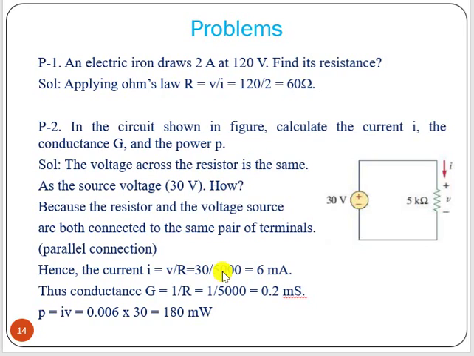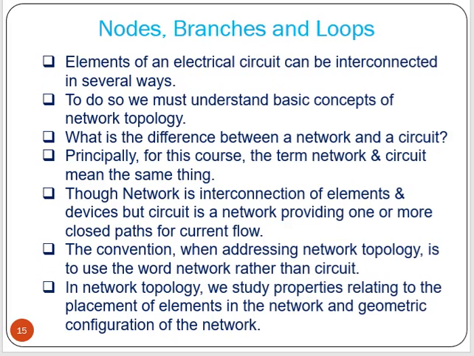Why milliampere? This is 5 kilo ohm. Kilo in denominator. If you take that in numerator, it becomes kilo to milli, because kilo means 10 to the power 3, milli means 10 to the power minus 3. So 6 milliampere. Value of conductance 1 by R, that will be 0.2 milli Siemens, and P equal to VI, so we can calculate as 180 milliwatt. So this is the simple way we can solve.